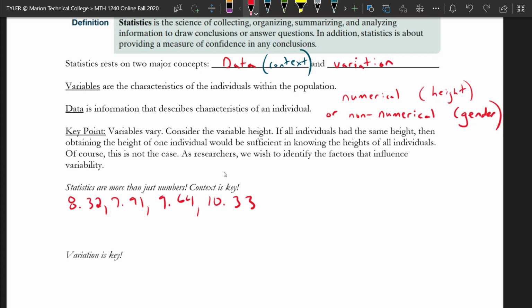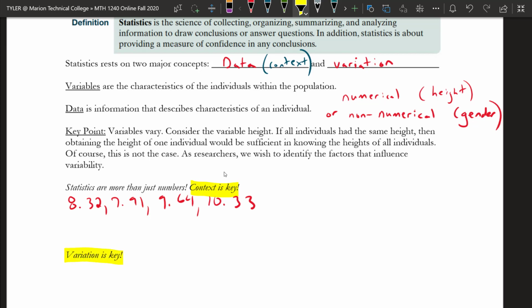That's an important thing in statistics. We're going to use some techniques to tell a story, to be like a detective and see what the numbers can tell us. If we don't have that context, it's really hard to do that job. So context is key. Let me just highlight that. That's super important.